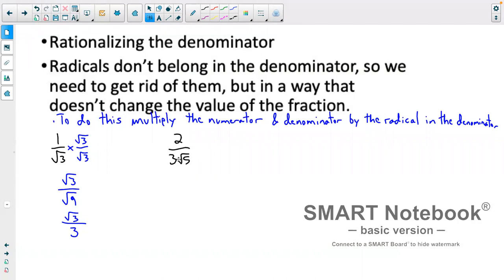Next one, we have 2 over 3 root 5. Now we've got 3 root 5 in our denominator, but we only really have to multiply by the radical.